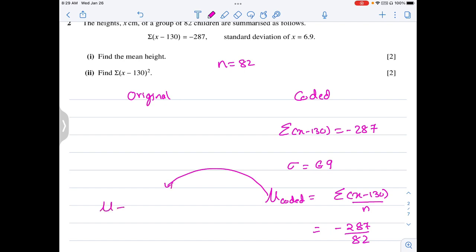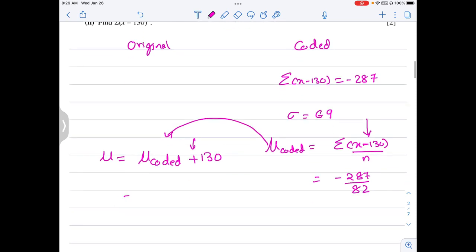What should I do? I should take the coded mean and undo that one. Minus 130, I have done it out, so I have to add plus 130. From coded mean to original mean, you have to nullify the effect. Previously, I have subtracted 130, so now I am going to add plus 130. So I take the coded mean, minus 287 upon 82, plus 130.